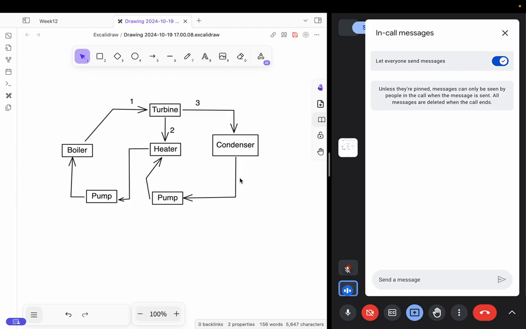The output of the condenser, let's call state 4. The outlet of the pump we will call state 5. So both of these are going inside, and the outlet of the heater we will call 6. The outlet of this pump we will call 7. And the outlet of the boiler is again state 1. So now I have identified all the states.